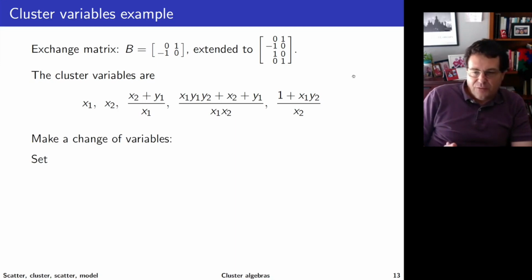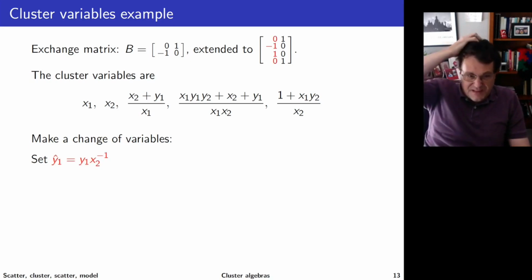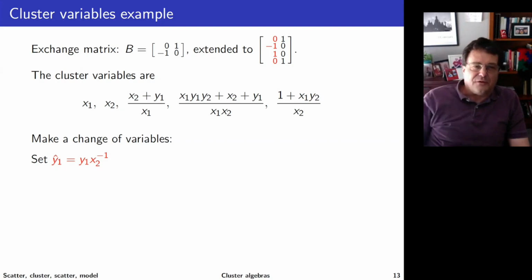There's a nice change of variables, and this will be the key to tying it together with scattering diagrams. What we can do, following Fomin and Zelevinsky from one of the foundational cluster algebras papers, is look at the column of this extended matrix. The first 2 rows index x1 and x2 in some sense. The next rows are like y1 and y2.